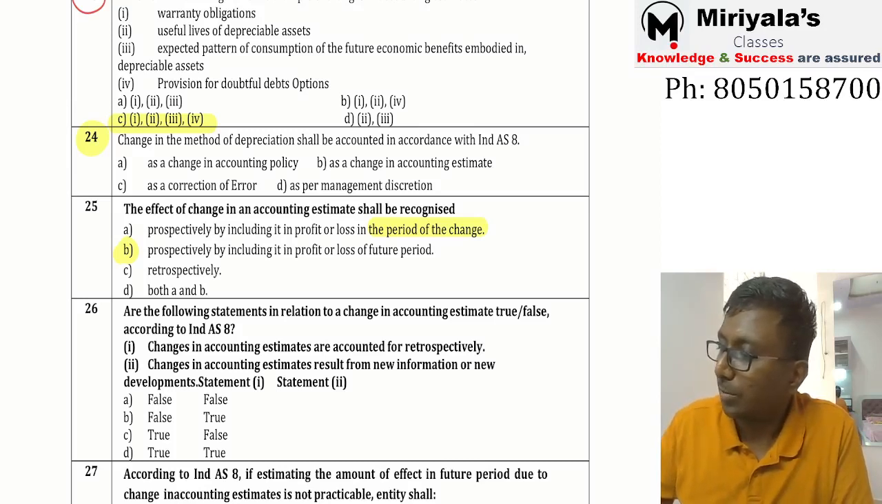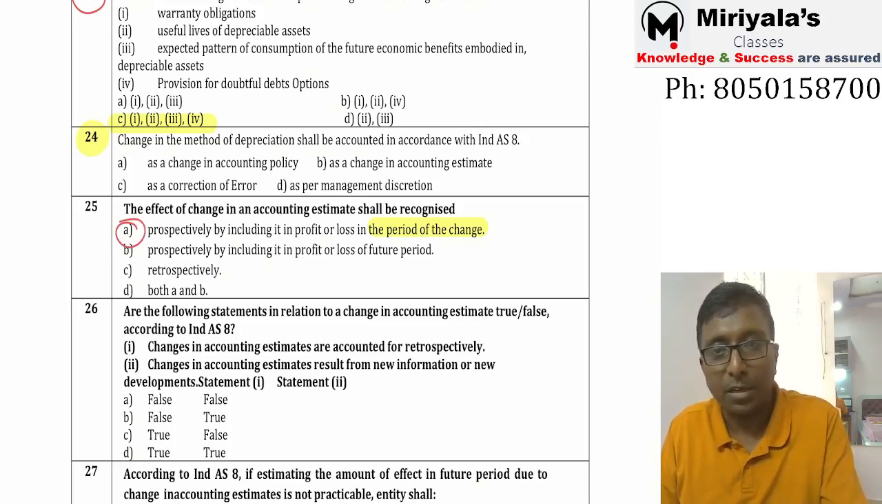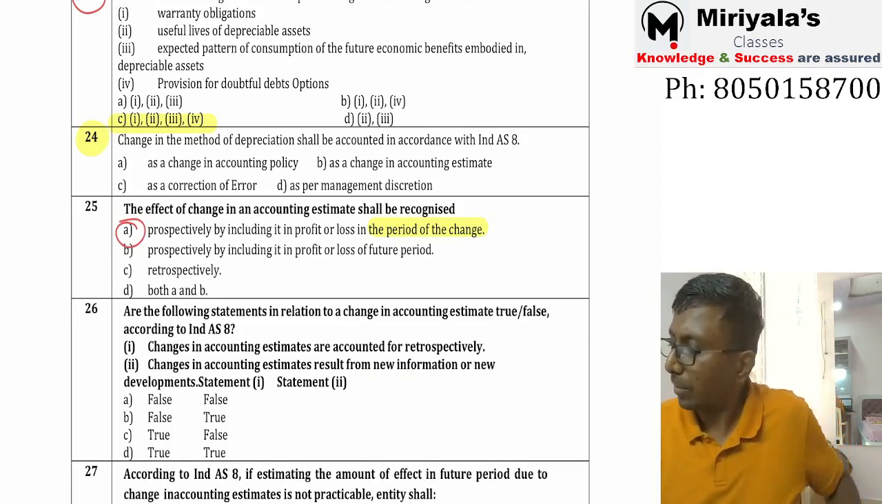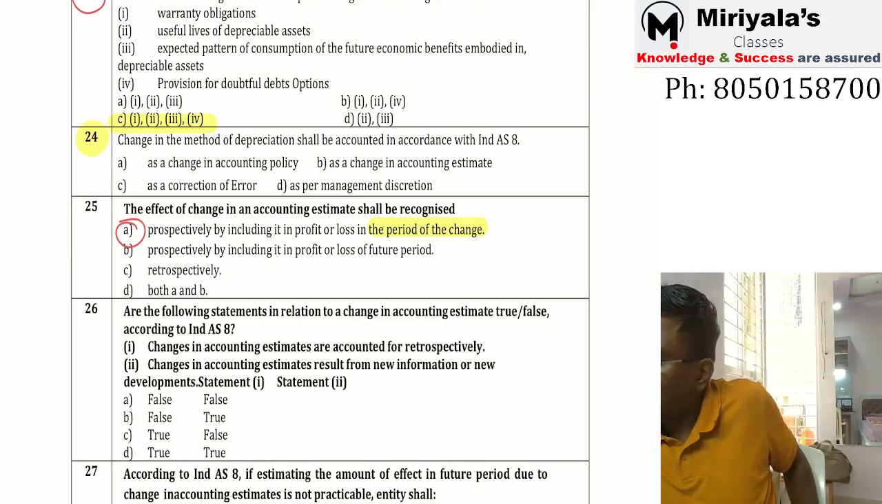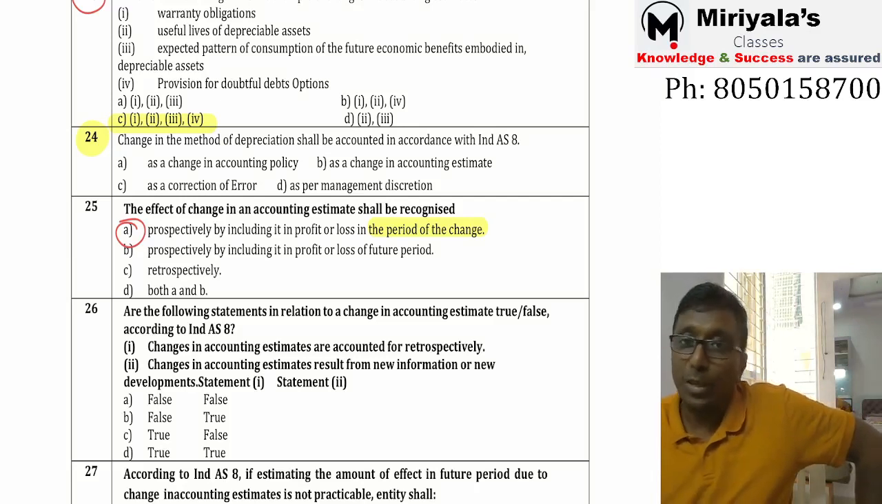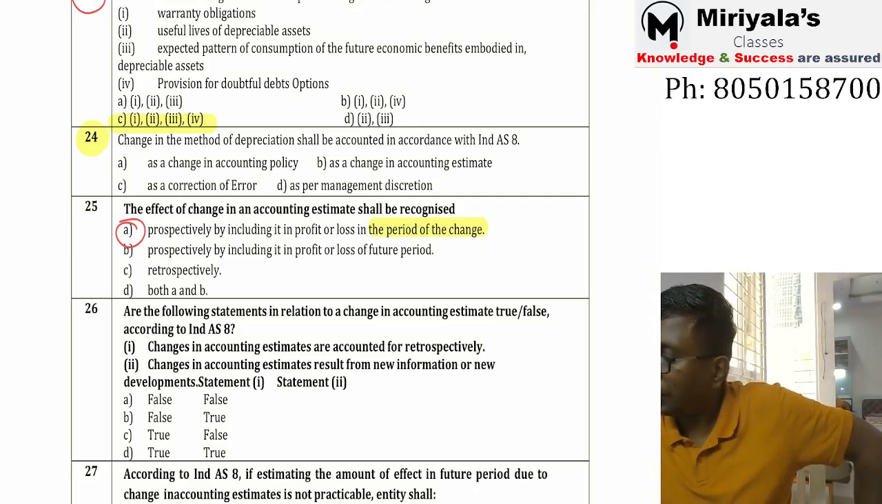No, no, not the future period. In the year in which it changed. Prospectively, you are supposed to apply, correct? Prospectively you are supposed to apply. One second. Prospectively by including it in the profit and loss in the period of change is without doubt correct. The second bit is what? Prospectively by including it in the profit and loss of the future period. I didn't get exactly what they mean by future period. Retrospectively is wrong.